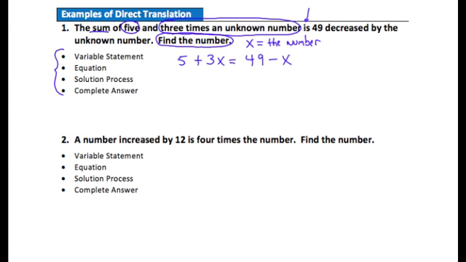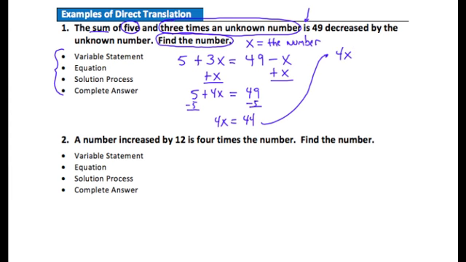Now I'm going to go ahead and solve the equation. Looks like I have variable terms on both sides. So I would get rid of the smaller one by adding x to each side. Let's see, 5 plus 4x equals 49. Okay, now my variable's on the left side, so I'll subtract 5 to get it all alone. So let's see, 4x then equals 44. Let's come up here to finish. Okay, so now I want to divide by 4 to get x all isolated. So it looks like I get x equals 11.